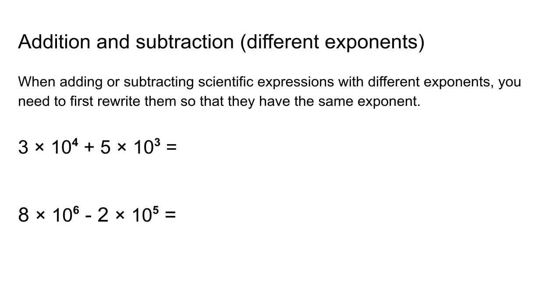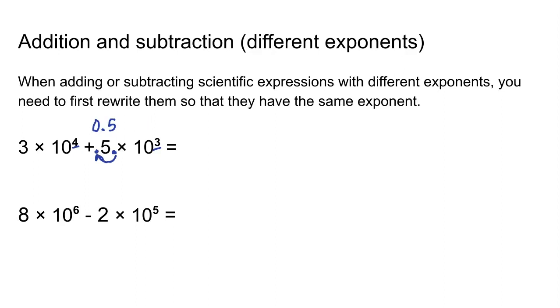Now let's talk about adding and subtracting with different exponents. When adding or subtracting scientific expressions with different exponents, you first need to rewrite them so they have the same exponent. For example, here we have 3 times 10 to the 4th plus 5 times 10 cubed. In this case, the expressions have different exponents, 4 and 3. So it would be easier to convert 10 to the 3rd to 10 to the 4th. So you need to move the decimal point one place to the left. So the new coefficient becomes 0.5.